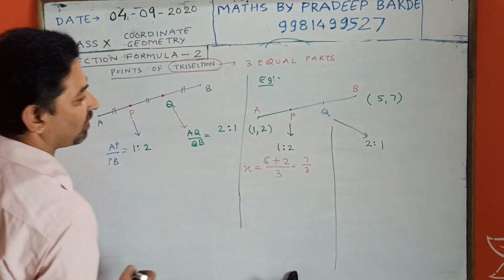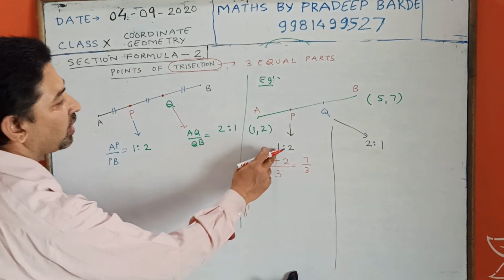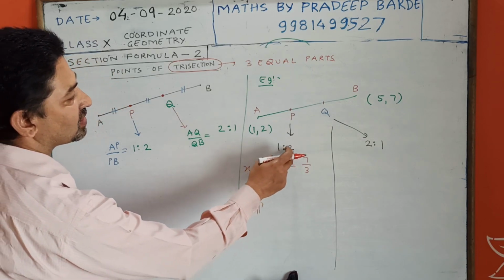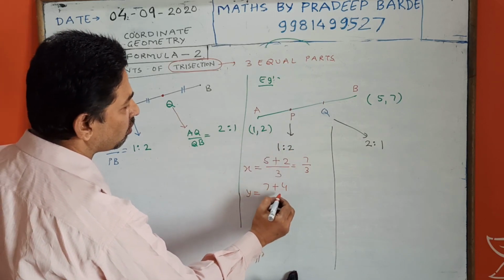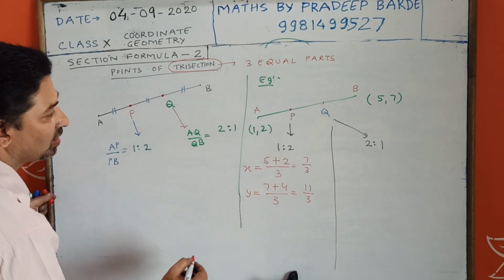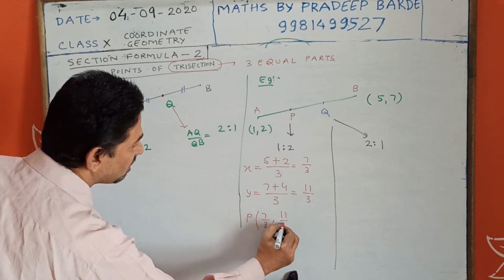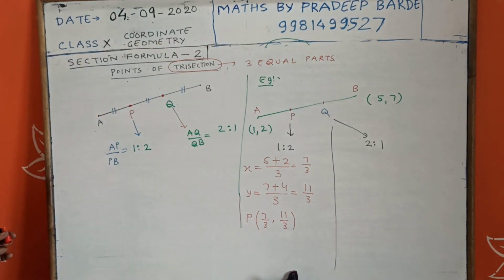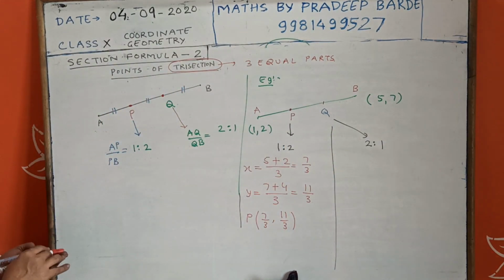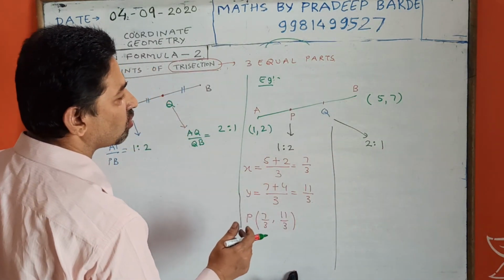So x is 7 upon 3, and y is equal to m1 y2, 1 into 7, 7, plus m2 y1, 2 into 2, 4, upon 3, that is 11 by 3. So the coordinates of P are 7 upon 3, 11 upon 3. Now let's find out the coordinates of Q. तो Q के coordinates find करने के लिए बच्चों रेशियो लेना है आपको 2:1.